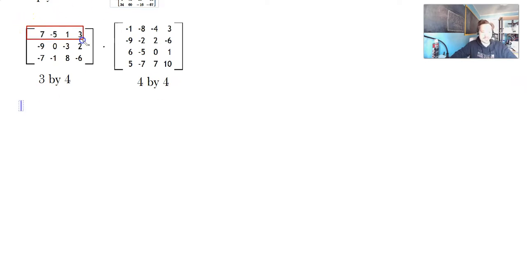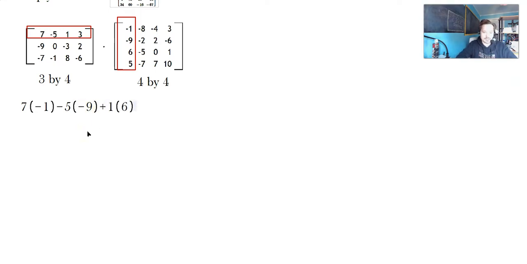You're going to take this row and multiply first by this column, and it'll give you the first entry. Let's work with that. So it's going to be 7 times -1 and then -5 times -9. The next we're going to have here plus 1 times 6 and then plus 3 times 5. This is not hard, but you have to be very careful because it's a lot of multiplication, addition, and so on. So it's going to give you a value of 59.